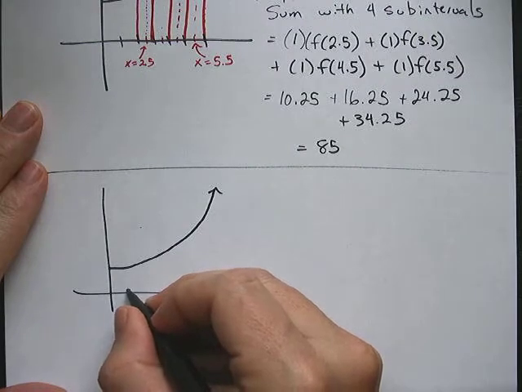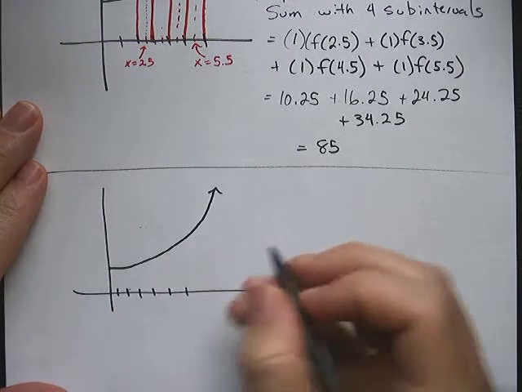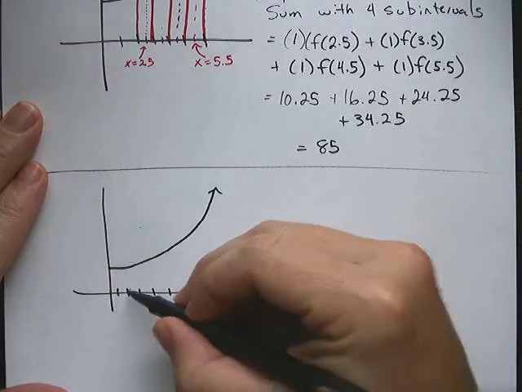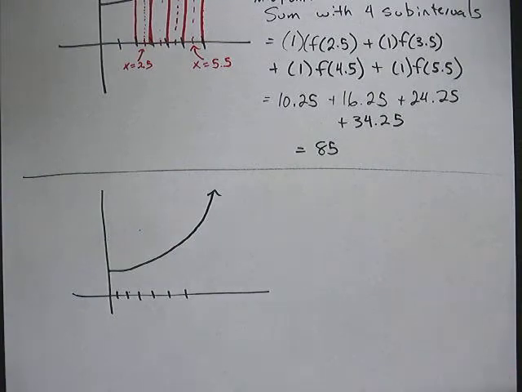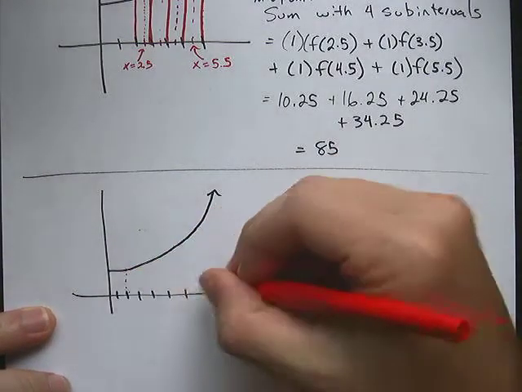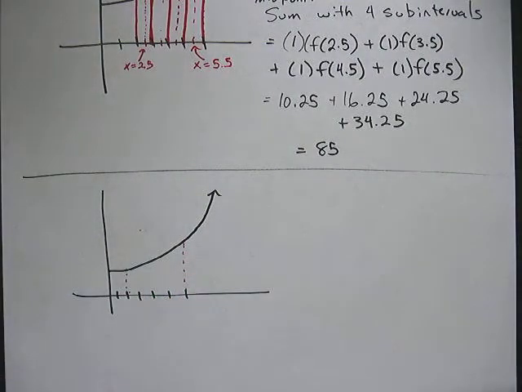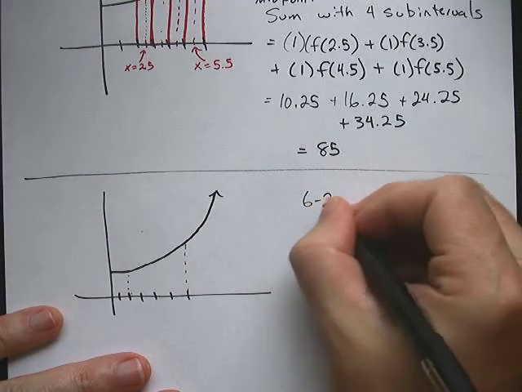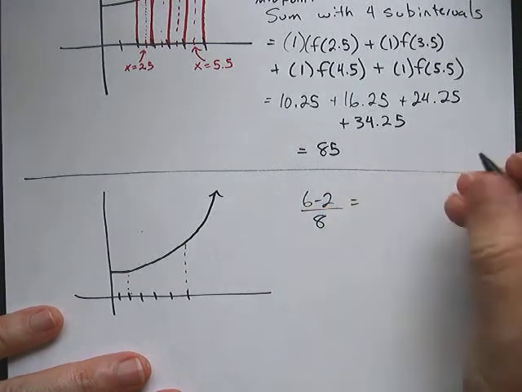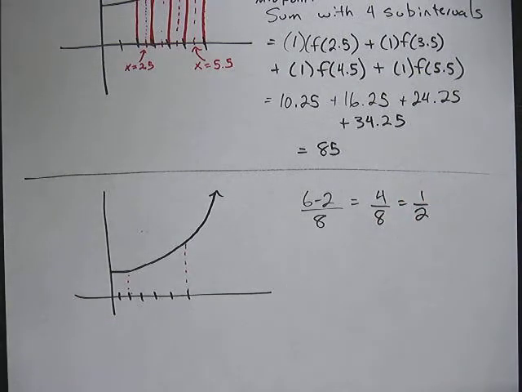Okay, we'll say here is 1, 2, 3, 4, 5, 6. Not exact, doesn't need to be perfect. Okay, so we're still going from 2 to 6. But this time, how many subintervals do we have? Well, it's 8, so we're still going to do 6 minus 2, but this time divide by the number of subintervals, which is 8. That's 4 over 8, which is equal to 1/2. So each one of these subintervals is going to be 1/2 units long.